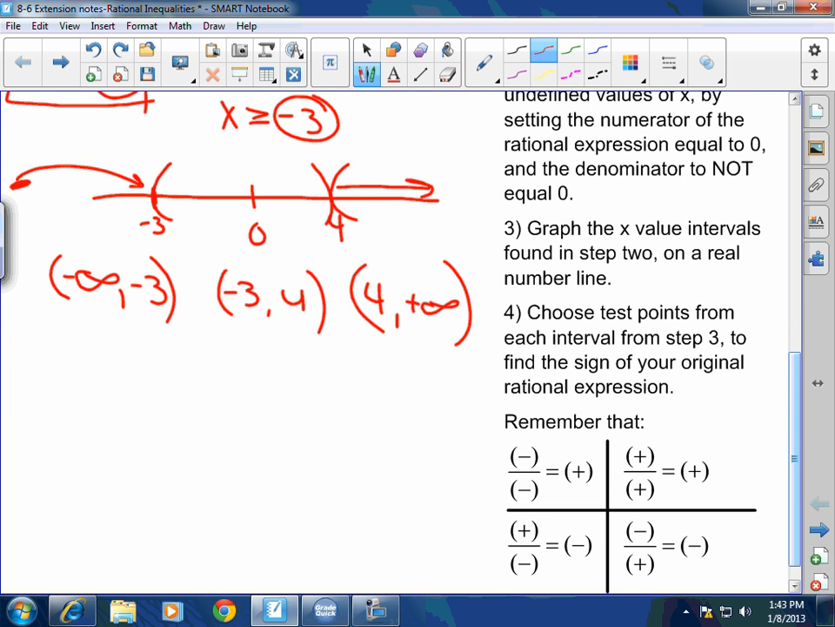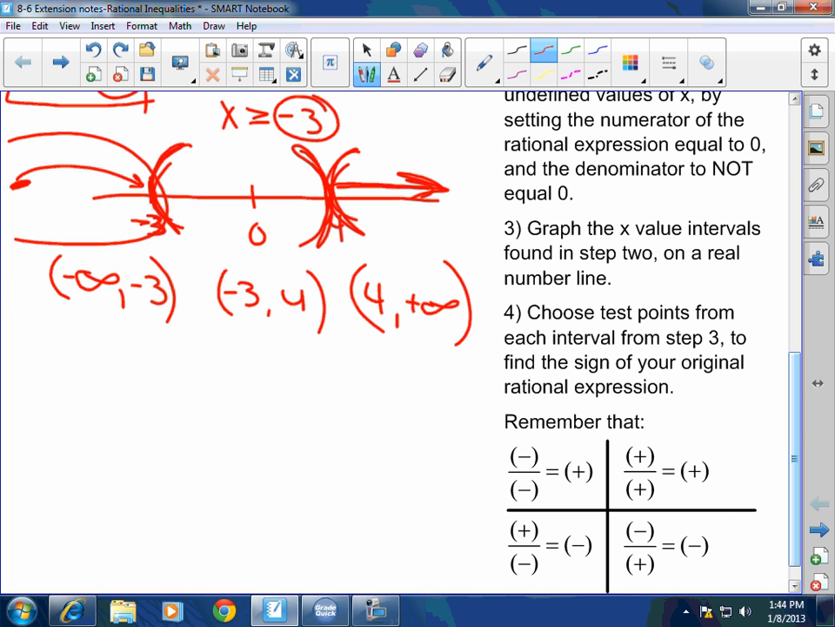So I had a negative 3, and that interval is from negative infinity to negative 3. That's the interval that encompasses this part. Then from negative 3 to 4, that's another interval that's possible. Then from 4 to positive infinity, that's another interval that is possible. Are you guys with me? Yes.